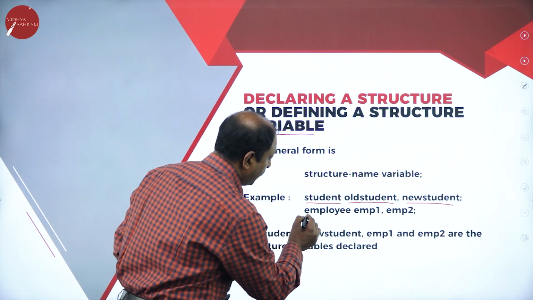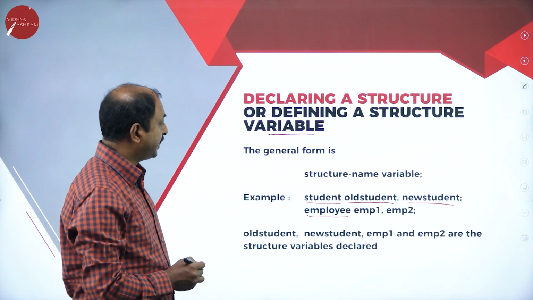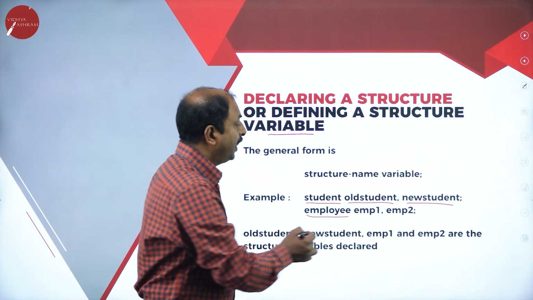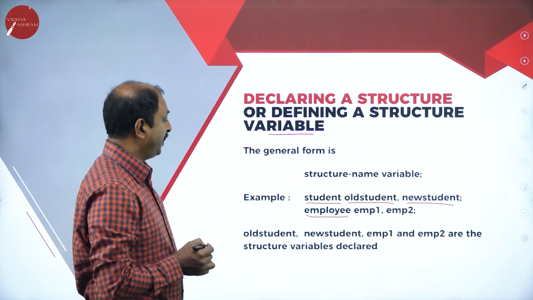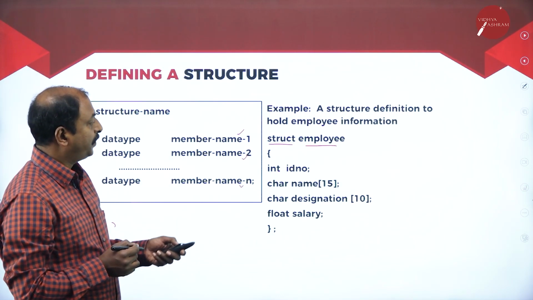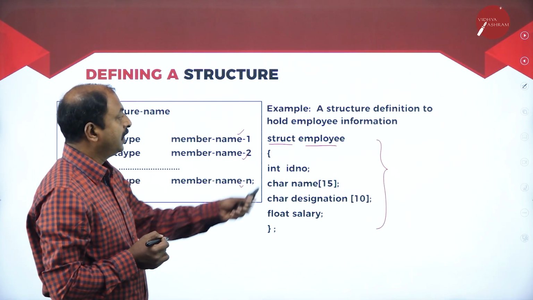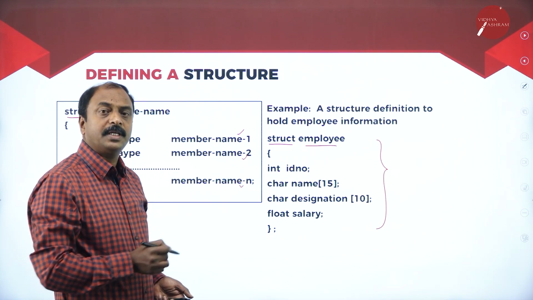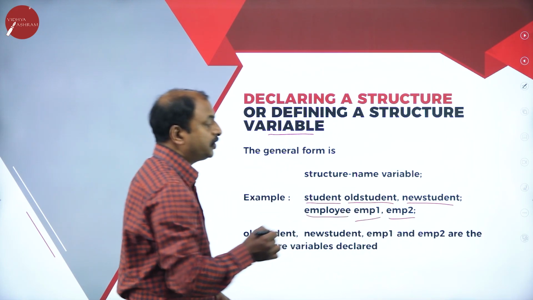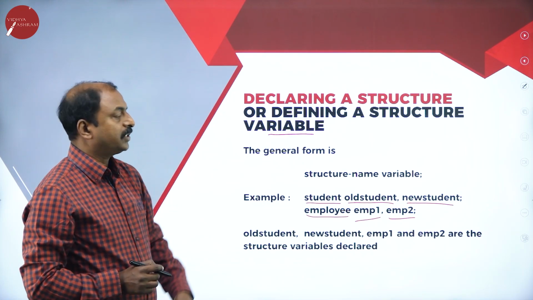Now in another example, employee, space, EMP1, comma, EMP2, semicolon. So in this example, employee is the name of the structure, EMP1 is the structure variable, and EMP2 is another structure variable. So this is the meaning of structure variable. Again, in the previous slide, this is only defining a structure, and here employee is the structure name, or it is a structure, and EMP1 and EMP2 in this example are structure variables. So that is the meaning of declaring and defining a structure variable.